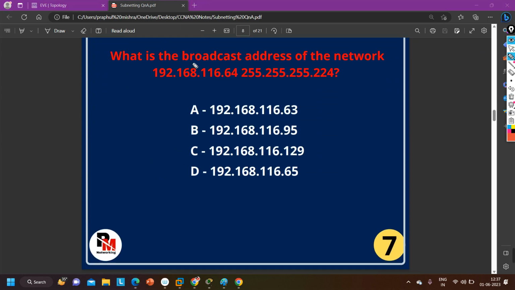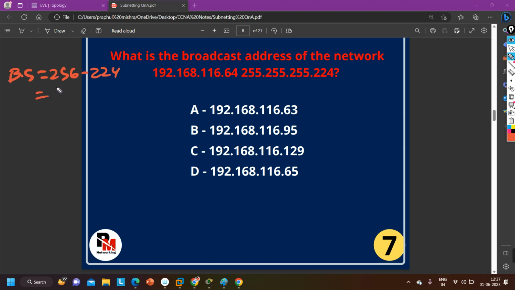Now here, what is the broadcast address of the network 192.168.116.64? The subnet mask is this one. This time it is asking you for the broadcast ID. How will you calculate it? First we need to find the block size. The block size will be 256 minus 224.